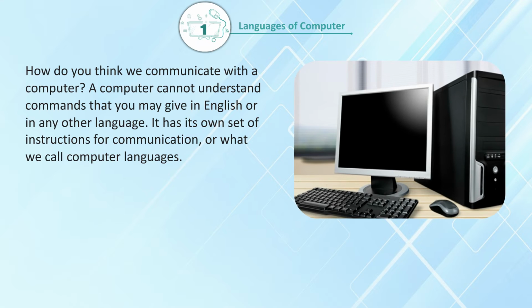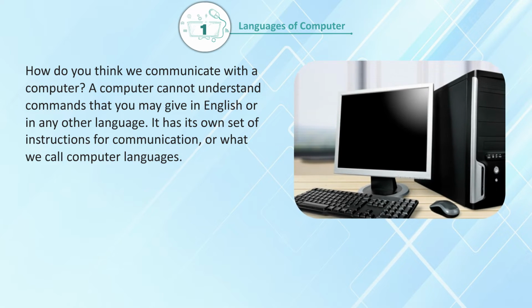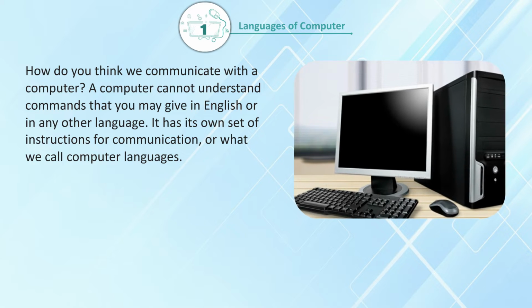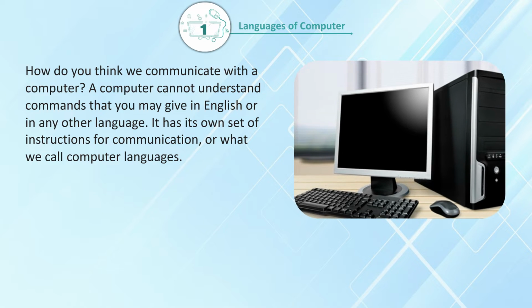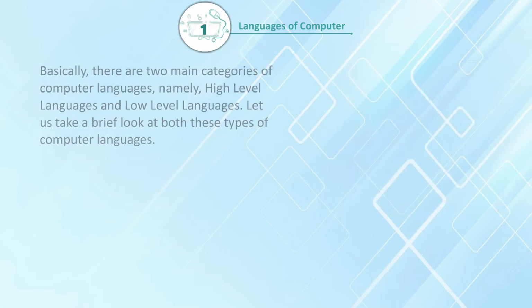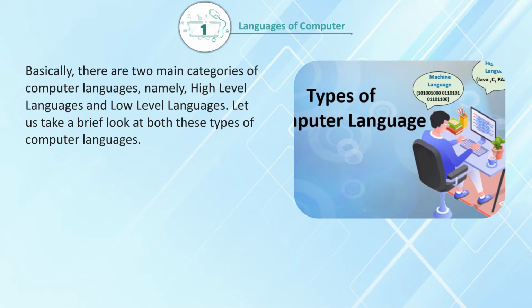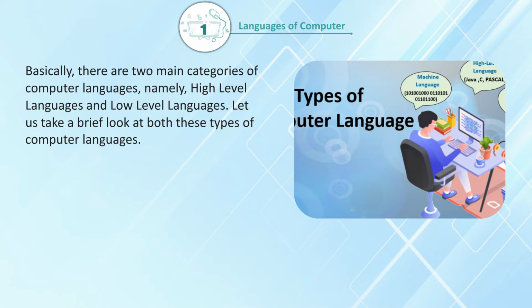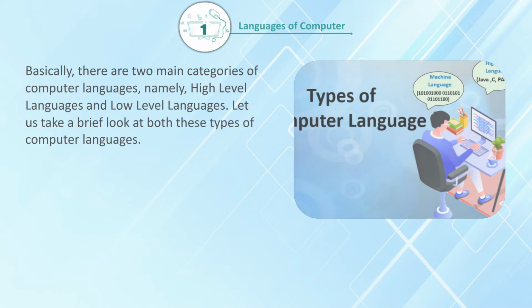How do you think we communicate with a computer? A computer cannot understand commands that you may give in English or in any other language. It has its own set of instructions for communication, or what we call computer languages. Basically, there are two main categories of computer languages, namely high-level languages and low-level languages. Let us take a brief look at both these types of computer languages.